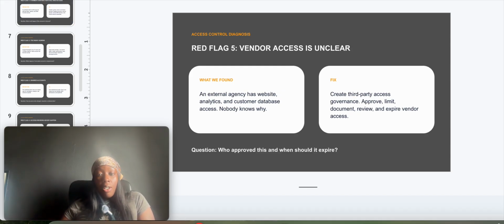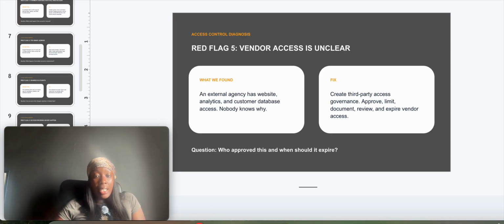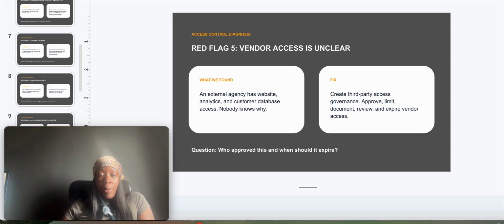So, red flag number 5, vendor access is unclear. An external agency has website analytics and customer database access, and no one knows why. It's possible that in the course of business, you had to give them access for a specific purpose, but you didn't revoke it in the end.